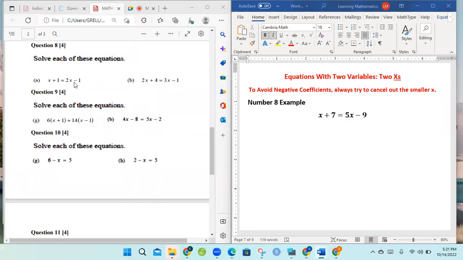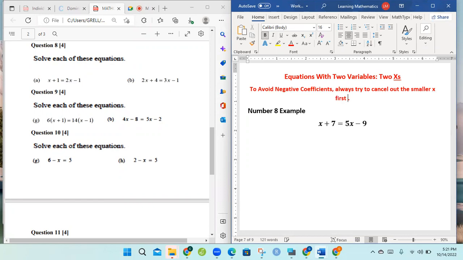Number 8. If you look at number 8, the equations both have two x's, one on the left, one on the right. These are called equations with two variables, two x's. To avoid negative coefficients, always try to cancel out the smaller x first.